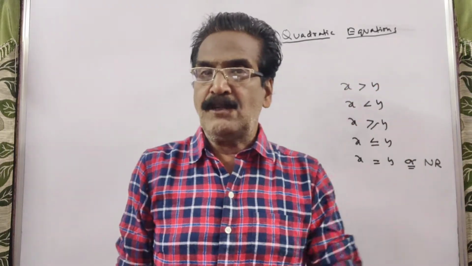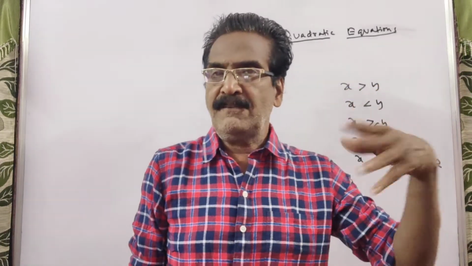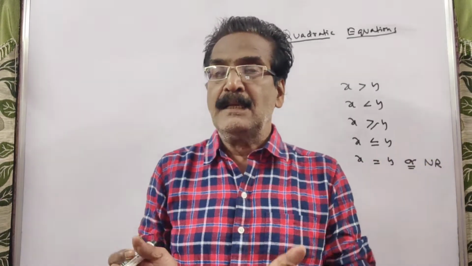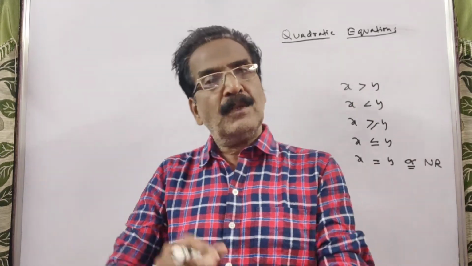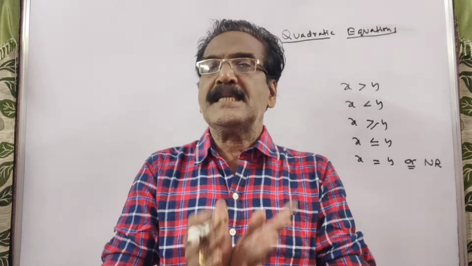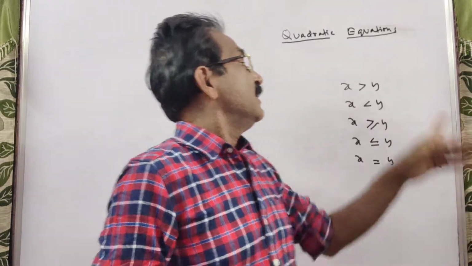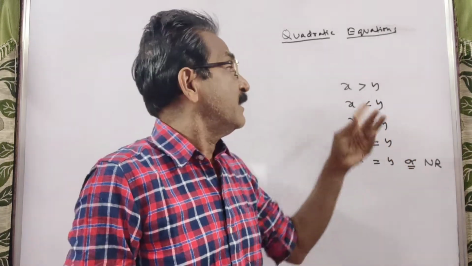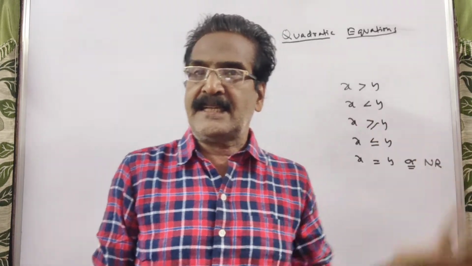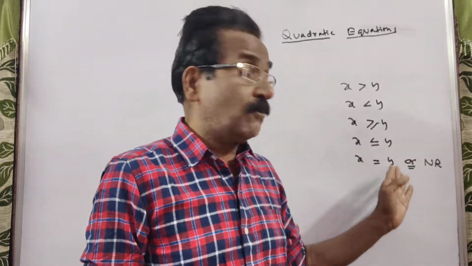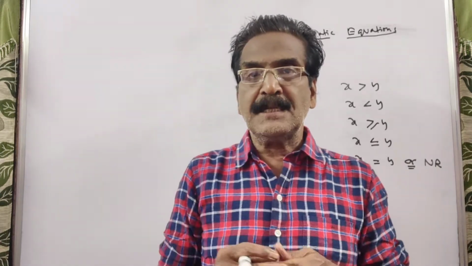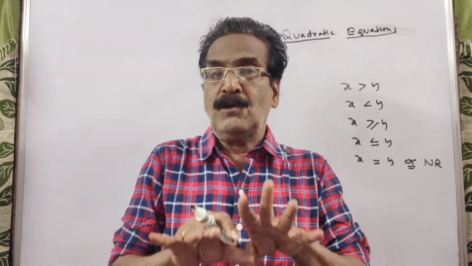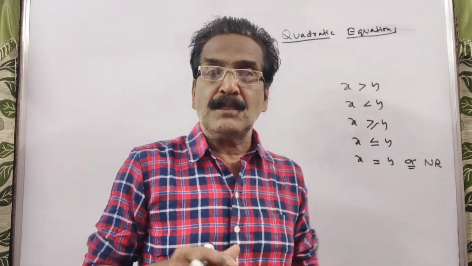After finding the values of x and y from the given two quadratic equations, you have to compare both the values of x with both the values of y and establish a relation between x and y. Your answer must be one of these five options: x greater than y, x less than y, x greater than or equal to y, x less than or equal to y, x equal to y, or sometimes you cannot establish any relation between x and y. You can't say whether x is greater than y, or whether x is less than y. In some problems, you cannot establish it.